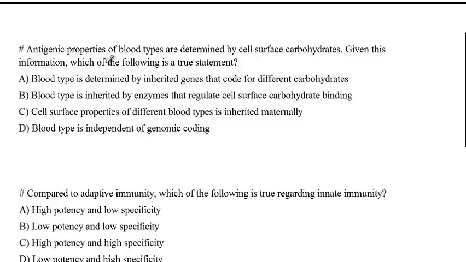So for the first question, antigenic properties of blood types are determined by cell surface carbohydrates. Given this information, which of the following is a true statement? Blood type is determined by inherited genes that code for different carbohydrates. Well, you know genes have DNA, and DNA produces mRNA, and then mRNA produces proteins, which can function as enzymes, structural proteins, channels, or other stuff, right? So blood type is determined by inherited genes. So far that is correct. That code for different carbohydrates?